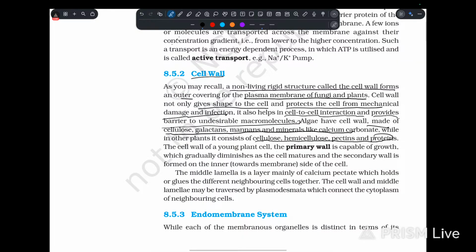The cell wall of a young plant cell has a primary wall. So what happens when a plant is young?